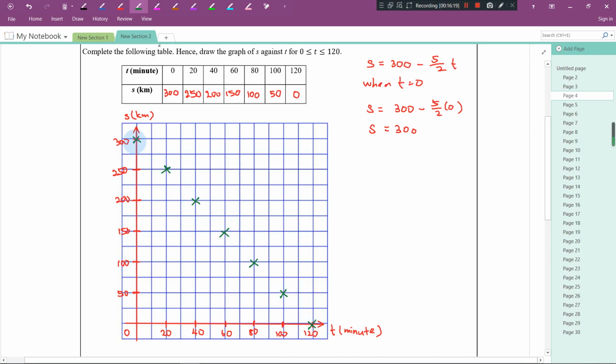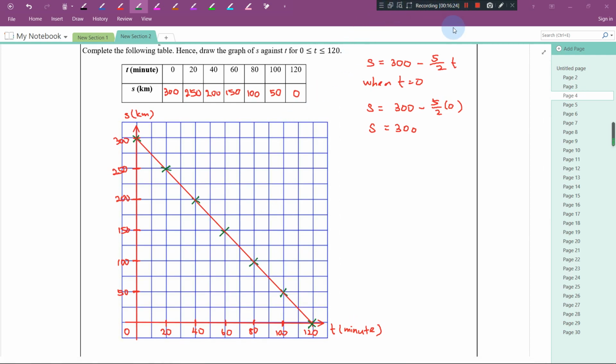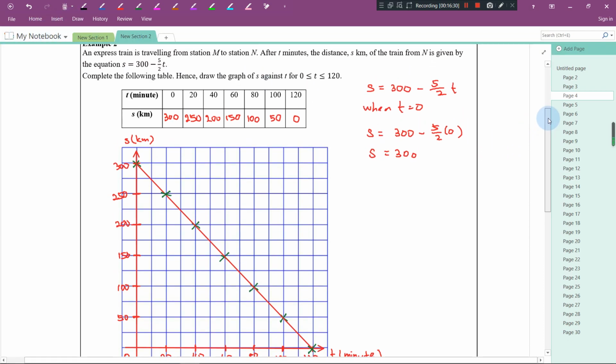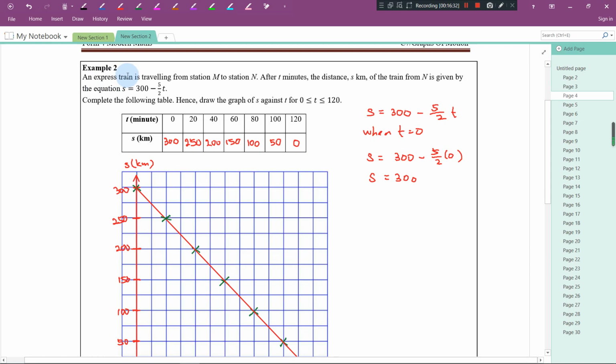So the next thing is just to connect all these points together. Okay, so this is a graph. Now let's go back to these questions. An express train is traveling from station M to station N, right? So after t minutes, the distance in kilometers of the train from N is given by this equation.